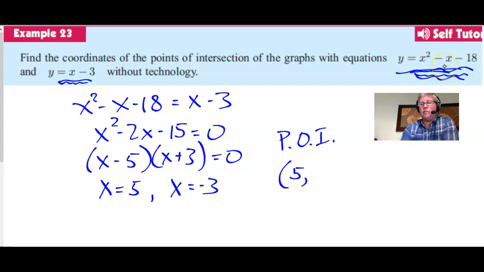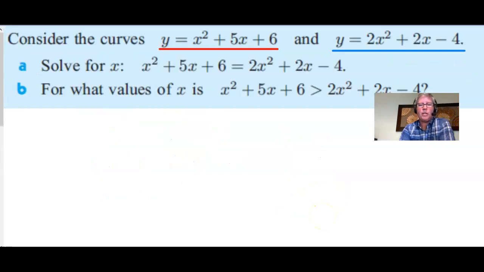25 minus 5 is 20. 20 minus 18 is 2. If you're feeling a little lazier, 5 minus 3 is 2. Hey, the other one, negative 3. Let you figure that one out. Bam. All right.